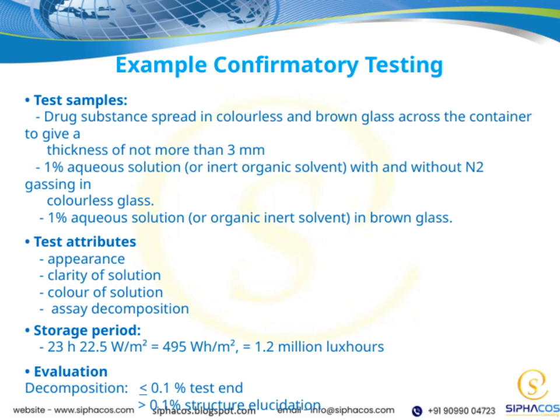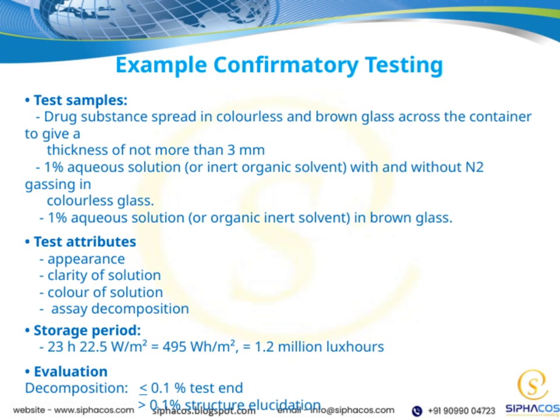Next, we have the 1% aqueous solution, or alternatively an inert organic solvent, tested both with and without nitrogen gassing in colorless glass. This variation allows us to evaluate how oxygen presence or absence influences the sample's stability. We also include a 1% aqueous solution, or organic inert solvent, in brown glass to see how different container types impact the results. Moving on to the test attributes, we examine several key factors.